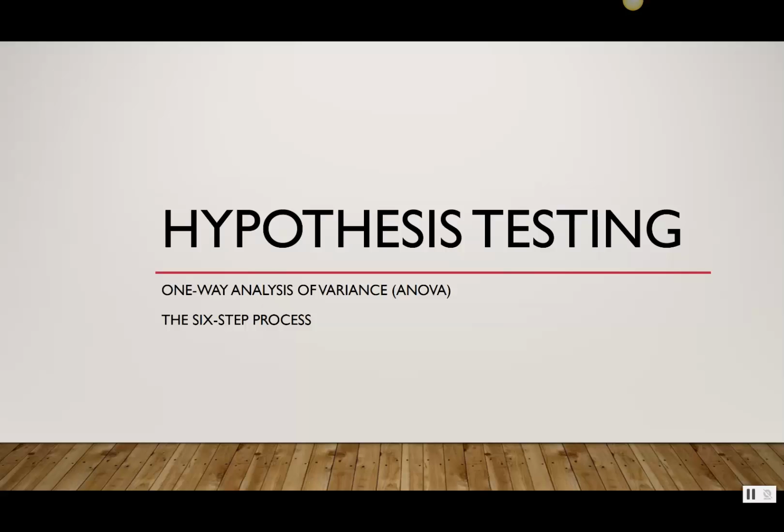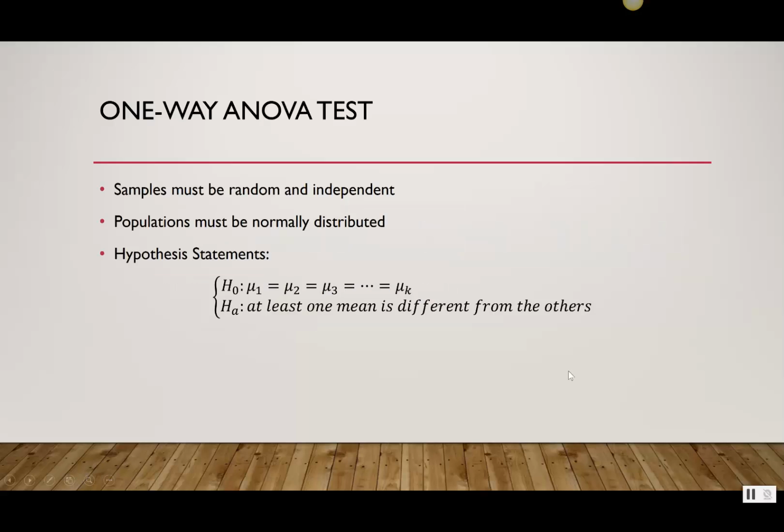Today we're going to learn how to do a hypothesis test using one-way analysis of variance, or ANOVA, using our 6-step process. Now, an ANOVA test is usually used when you have more than 2 samples. So 3, 4, you can have as many samples as you want when you're doing an ANOVA test.